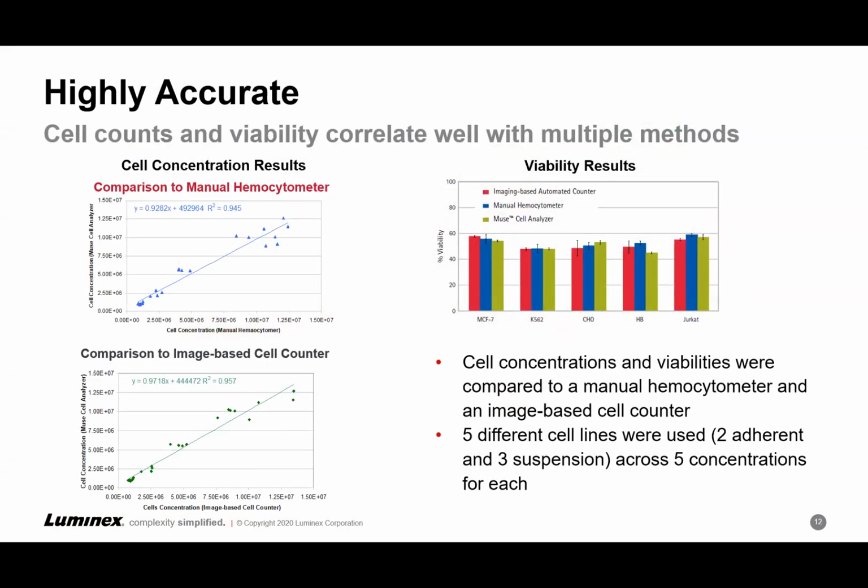The Muse cell analyzers count cells more accurately than manual hemocytometry or image-based automated analysis. Here we see that cell counts and viability correlate well amongst the multiple methods of analysis. For viability specifically, we compared the Muse to a manual hemocytometer and an image-based cell counter using 5 different cell lines, 2 of which were adherent and 3 are suspension, and then across the 5 concentrations for each.